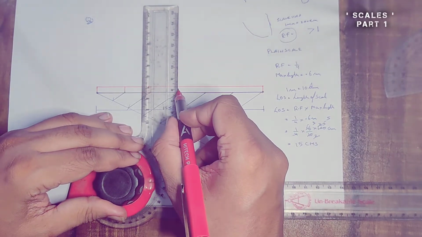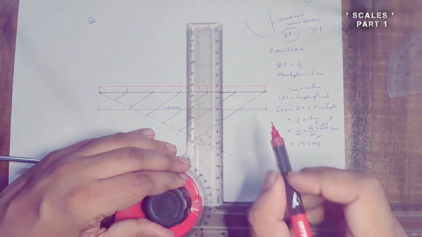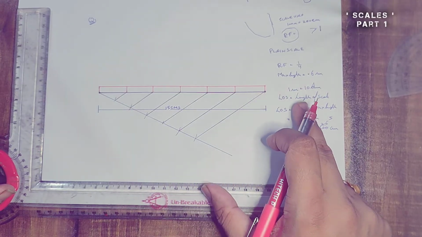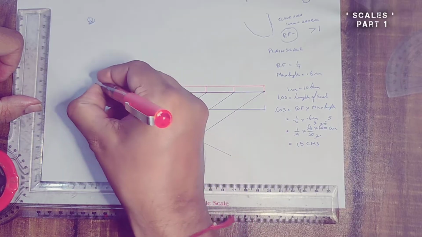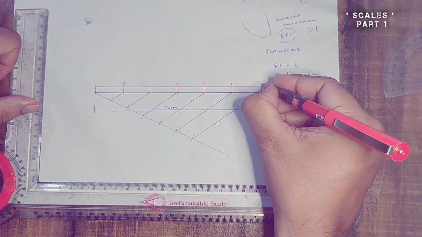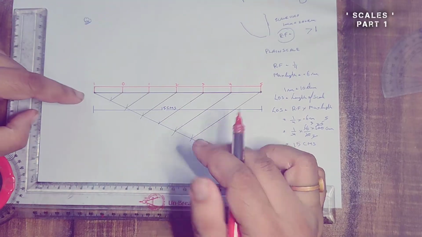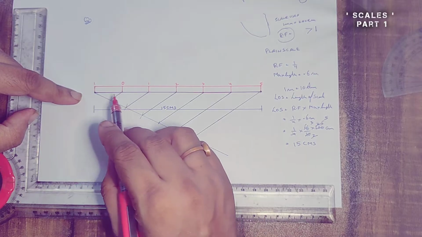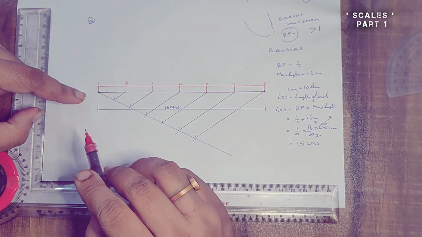Including any dimension, you will see exact divisions will be generated. If you had done correctly, exact 6 divisions will be generated. So you have to mark here 0, 1, 2, 3, 4 and 5. So these 6 segments represent 0.1 meter each, as this is representing 0.6 meter. So every section represents 0.1 meter: 0.1, 0.2, 0.3, 0.4, 0.5, 0.6 meter.